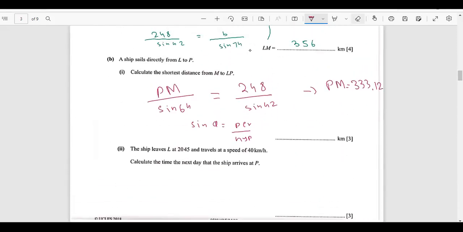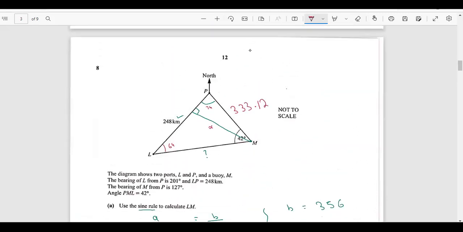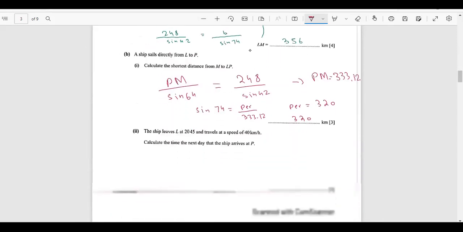So this is going to give me theta was 74. Perpendicular side is to be calculated. Hypotenuse side turned out to be 3.312. So the perpendicular side would be 320 kilometers. Okay. So the answer is going to be 320 kilometers. This turned out to be 320. All right. So this was this part of the question.